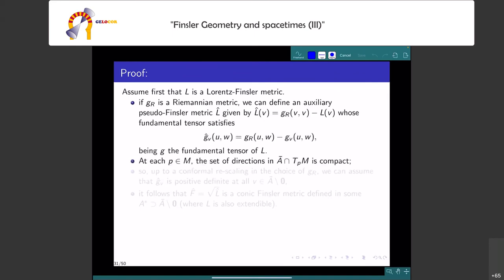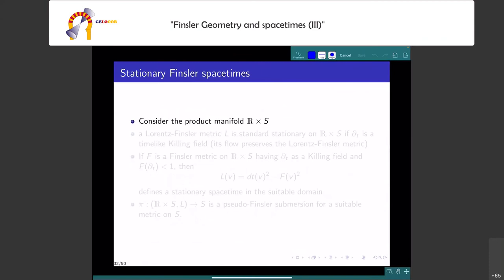So I'm going to skip the proof because I want to have more time for the last part, which I think is very interesting. Let me just give the definition of a stationary Finsler spacetime. Consider a product manifold R times S. A stationary Finsler spacetime is a Finsler spacetime that admits a timelike Killing vector field. Now I want to give some examples of this.